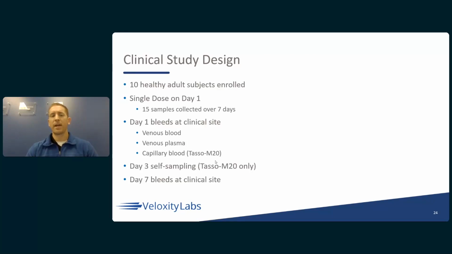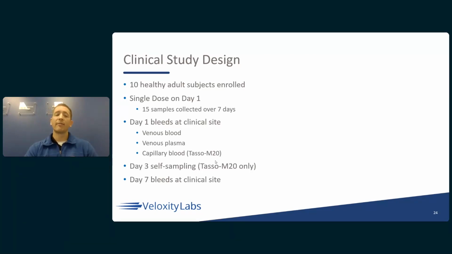So how this worked is the patient went into the clinic, they were given one dose, and then over the course of the time, an intravenous blood sample was collected. A portion of that blood was split, converted to plasma, and then immediately after that, a capillary blood sample was collected on the arm using the Tasso M20 device.